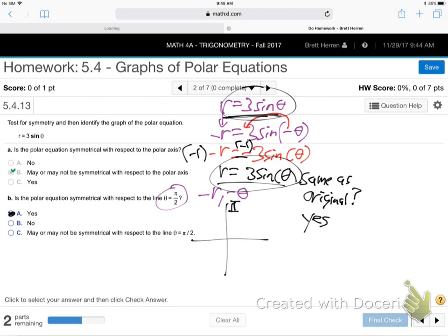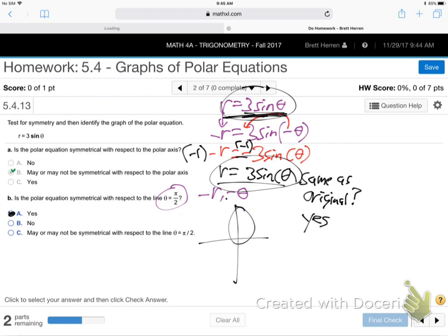The theta equals pi over 2 line is the y-axis. Whatever's on the right is going to be on the left for this graph. I don't know what is on the right and left. Well, I do actually. It's the 3 sine theta. It's the circle. So this one is going to be the same to the right and to the left of the y-axis, isn't it? Y-axis symmetry, or theta equals pi over 2 symmetry.